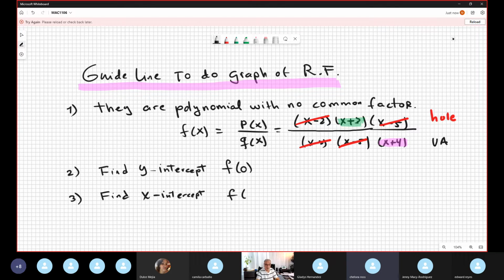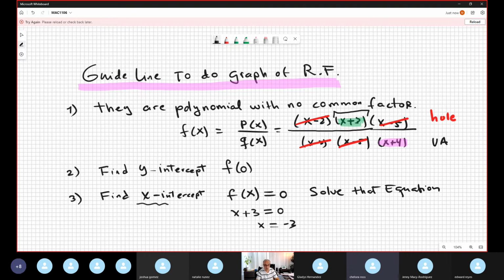Number 3 is find the x-intercept. Here the formula is you take the f of x and you enforce it to be 0 and you solve that equation. Because it's an equation, maybe a linear equation or quadratic equation, depending on the example. For example, in this example, I highlight in green color the factor that stays alive in the top, x plus 3 equals 0. Therefore, x is equal to minus 3. And the x-intercept is at the point minus 3, 0.